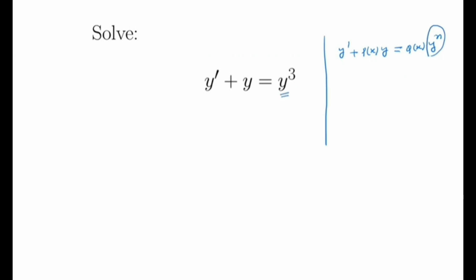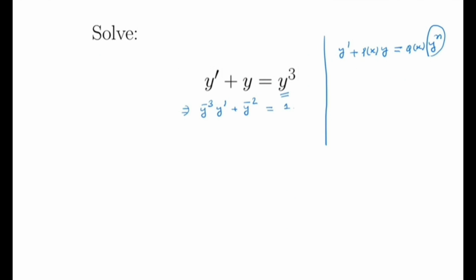To solve this kind of Bernoulli's equation, we need to divide this equation by y to the power cube. By dividing by y cubed, we get y to the power minus 3 times y prime plus y to the power minus 2 is equal to 1.